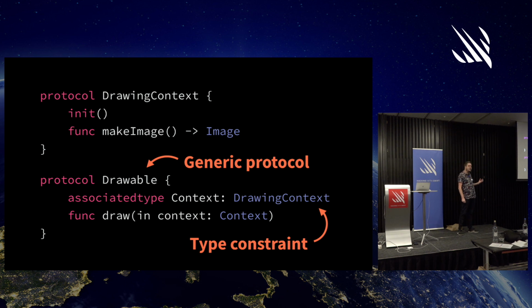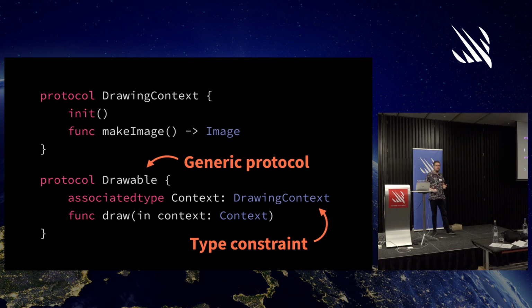Now this combination here is really powerful because it enables any drawable type, whether that's a shape, an image, a text, or anything else, to define what kind of context that it wants to be drawn in. And that's what makes it generic. But at the same time, we've added a constraint on that generic to say it needs to conform to drawing context. And that way, when we are writing code against it, we know that we will always have an empty initializer, and we will always be able to make an image out of each drawing context.